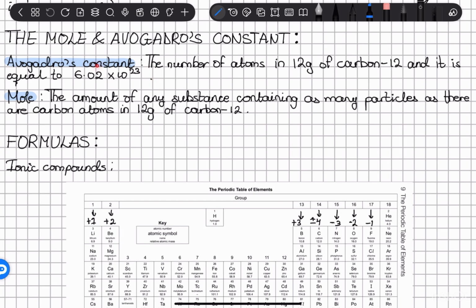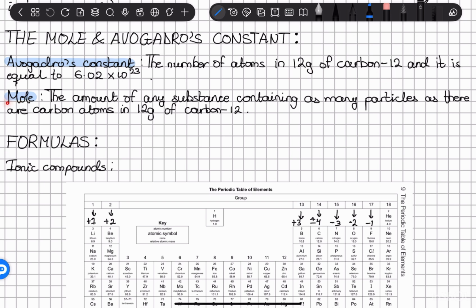Avogadro's constant is unique because it's the number of whatever substance you have in a mole of atoms or particles, like a mole of an element. So for example, the number of atoms in 12 grams of carbon 12. So 12 grams of carbon 12 is basically 1 mole of carbon 12 because it's the standard.